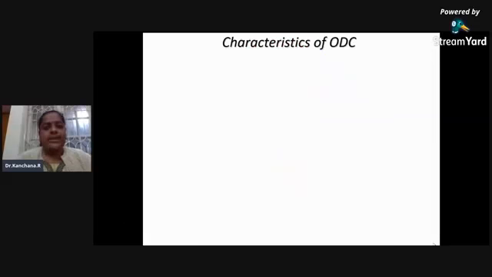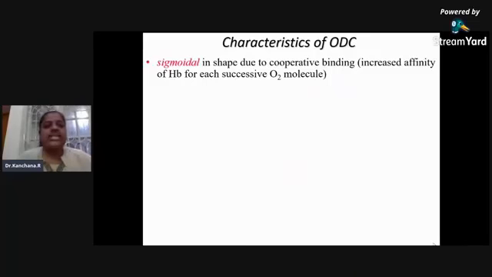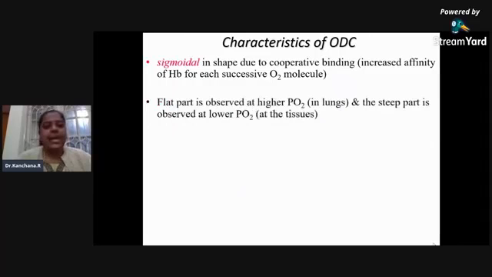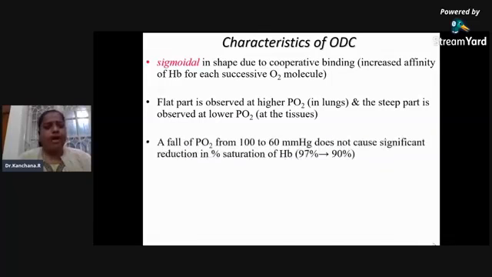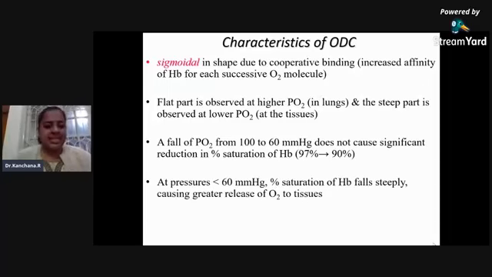So now coming to the characteristics of the oxygen dissociation curve. It is sigmoidal in shape due to cooperative binding, that is, increased affinity of hemoglobin for each successive oxygen molecule. The flat part is observed at higher PO2s in the lungs and the steep part is observed at lower PO2 in the tissues. A fall of PO2 from 100 to 60 millimeters of mercury does not cause significant reduction in percentage saturation of hemoglobin. At pressures less than 60 millimeters of mercury, the percentage saturation of hemoglobin falls steeply, causing greater release of oxygen to the tissues.